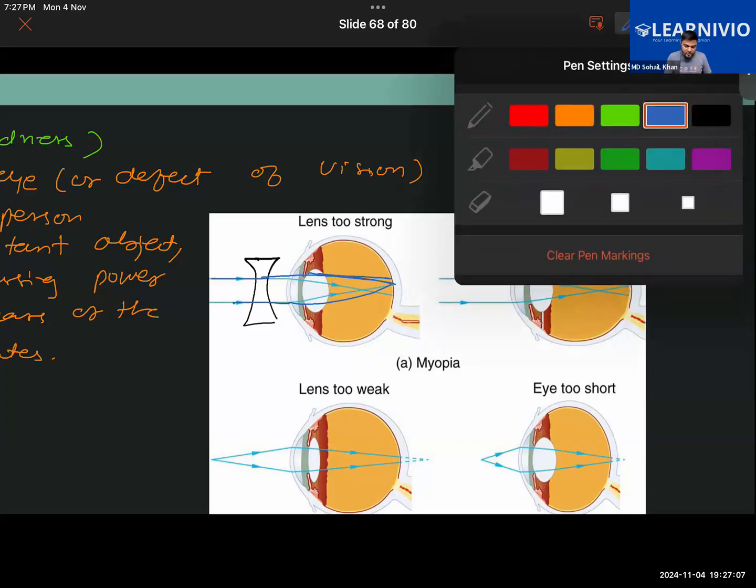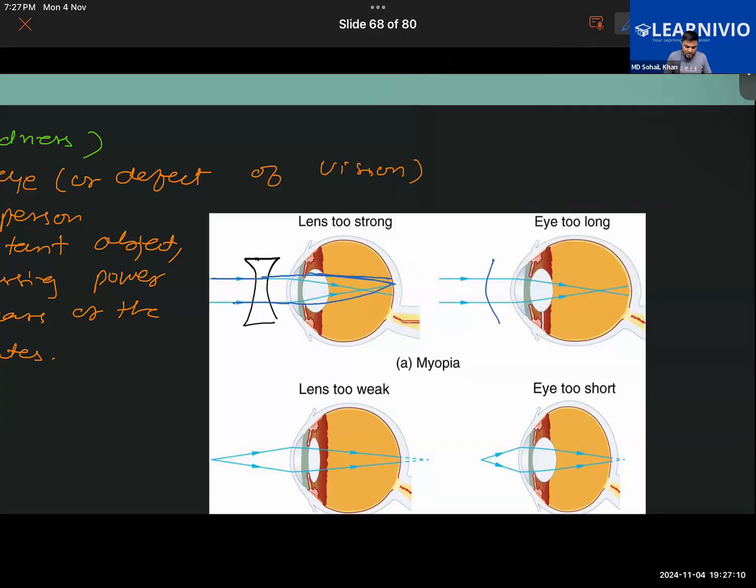But suppose we were to use a convex lens. Convex lenses are already converging lenses, so it is going to further increase the power. Earlier the rays were meeting at this point. Now, if someone were to use this, the image formation will not take place over here. The rays of light will meet over here, even before this point. That's why convex lenses are not used, because convex lenses are converging lenses.